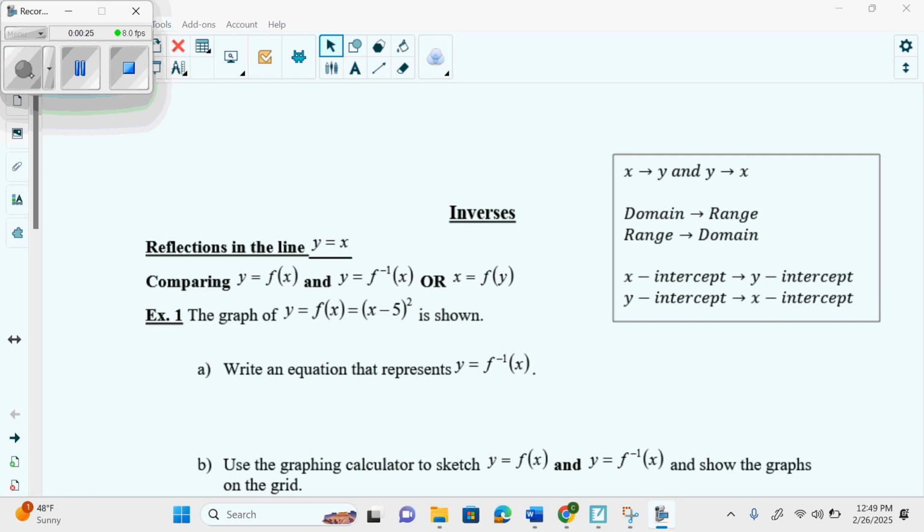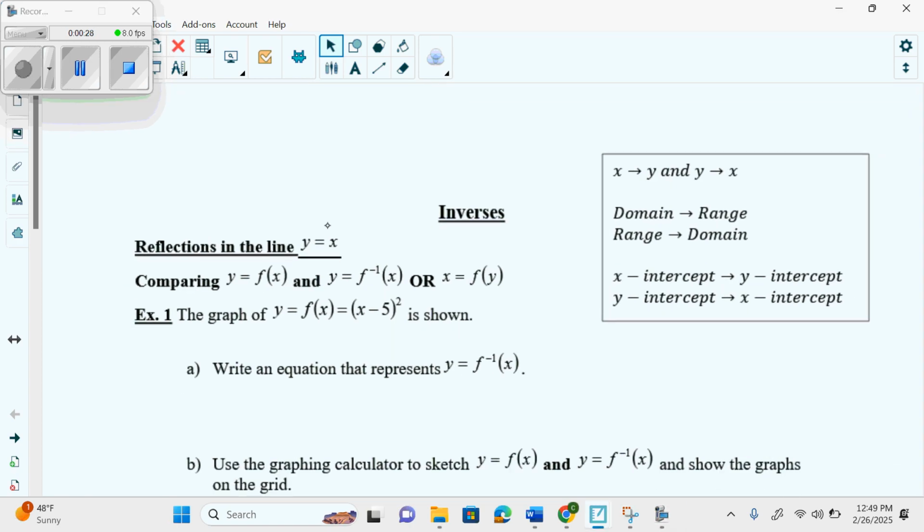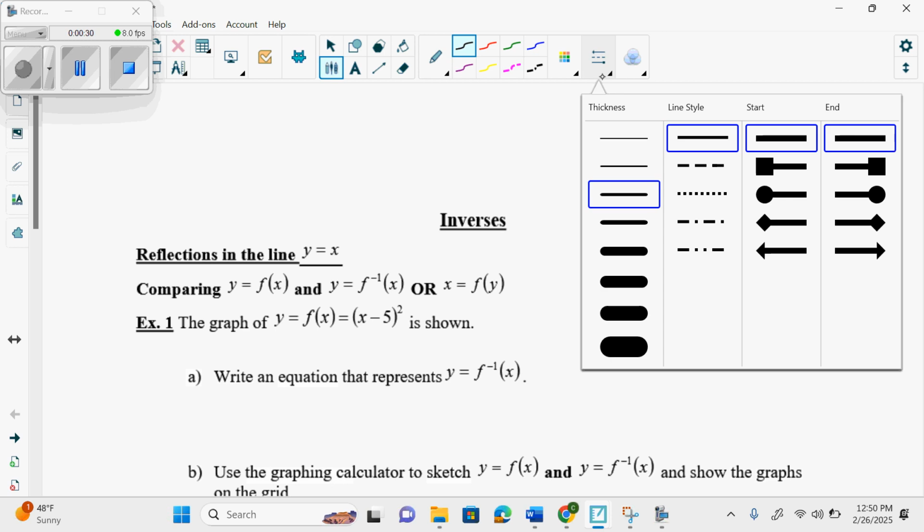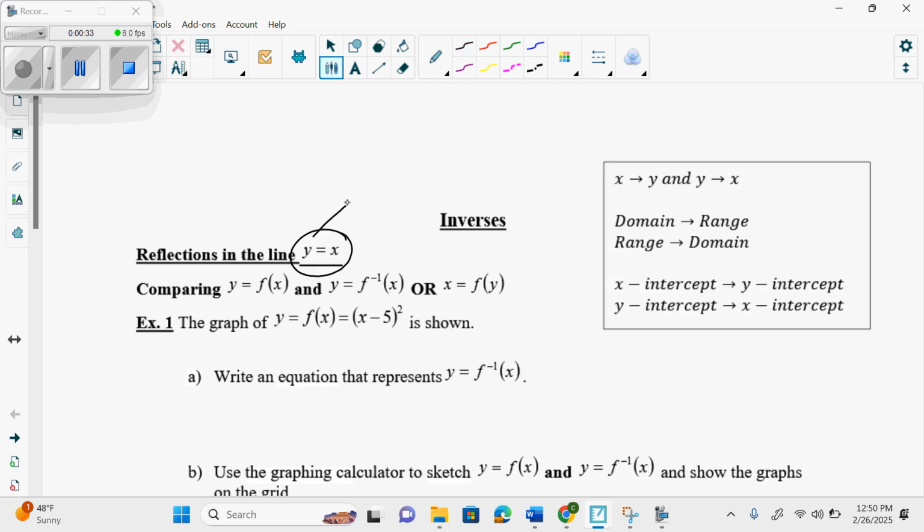So inverses are reflections in the line y equals x. This is called the identity line. It's the line y equals x, and it's the line that inverses reflect on.